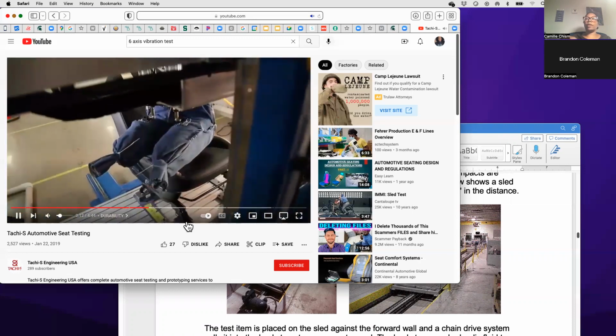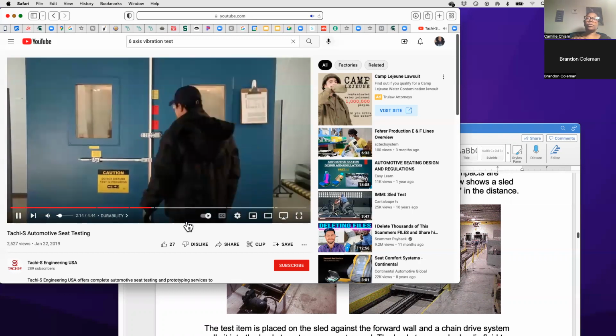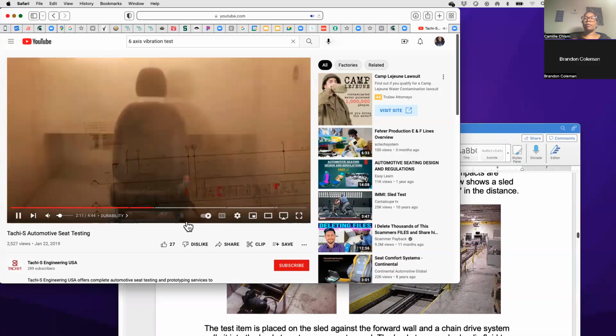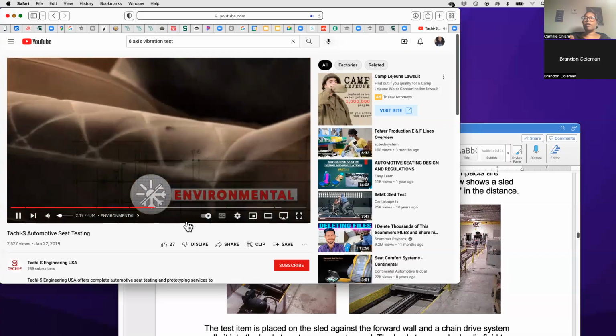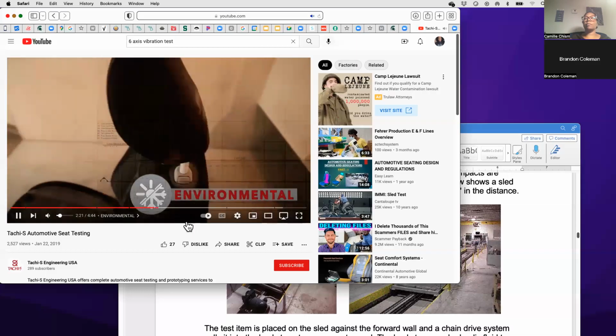So this is simulating a person sitting on the seat, and then are they rubbing against it? This is another environmental chamber. You see it's much bigger.